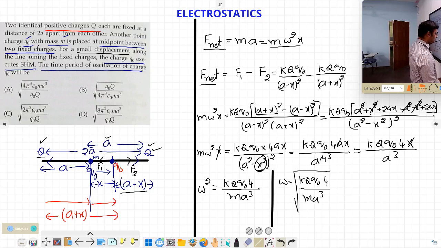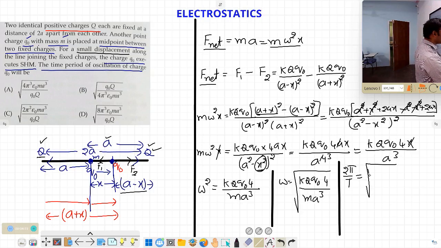Now what is omega? The omega is equal to nothing but 2 pi by T. So I can write 2 pi by T is equal to under root of K q naught 4 by m a cube. So from this, the time period of oscillation, what can I write, time period T is equal to 2 pi. The 2 pi you make inside the root so that it becomes 4 pi square.